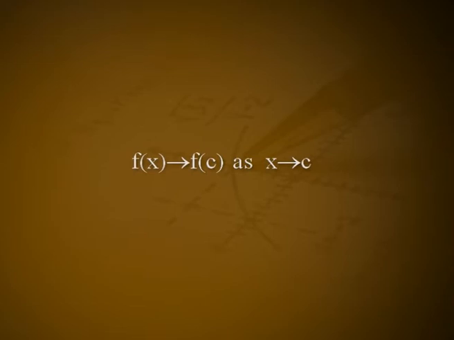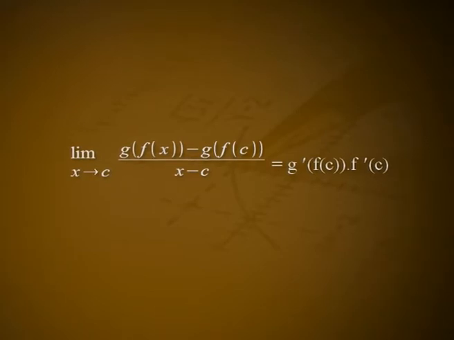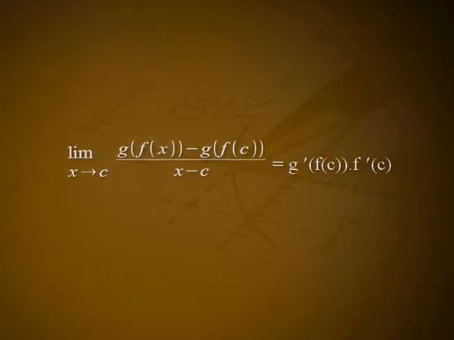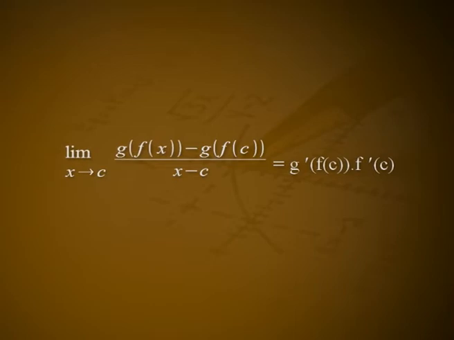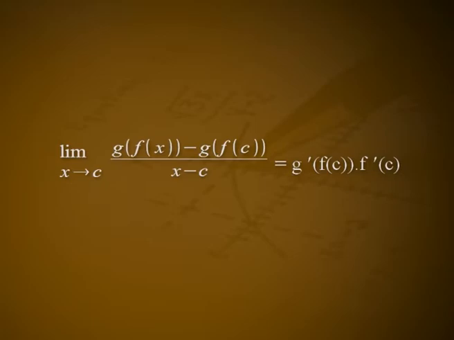Since f is differentiable at c, it is continuous at c and so f of x tends to f of c as x tends to c. As a consequence, it follows that lambda of x tends to 0 and mu of f of x tends to 0 as x tends to c. Thus, taking limit as x tends to c, we have limit as x tends to c of (g of f of x minus g of f of c) by (x minus c) equals g prime of f of c into f prime of c, and the proof is completed.